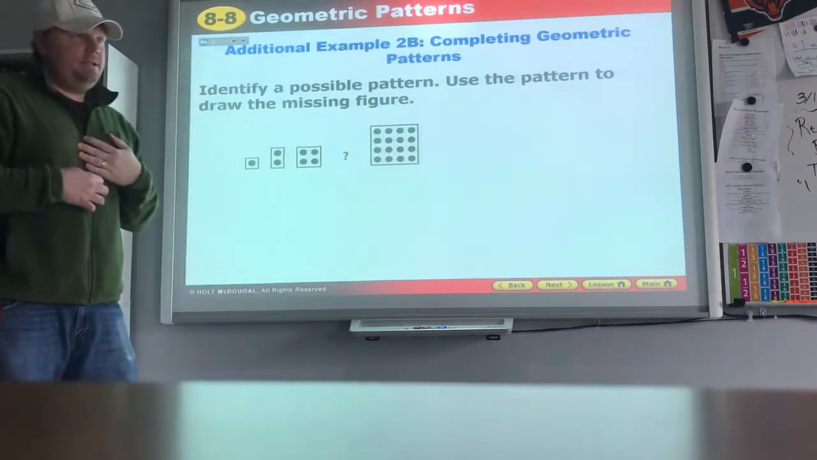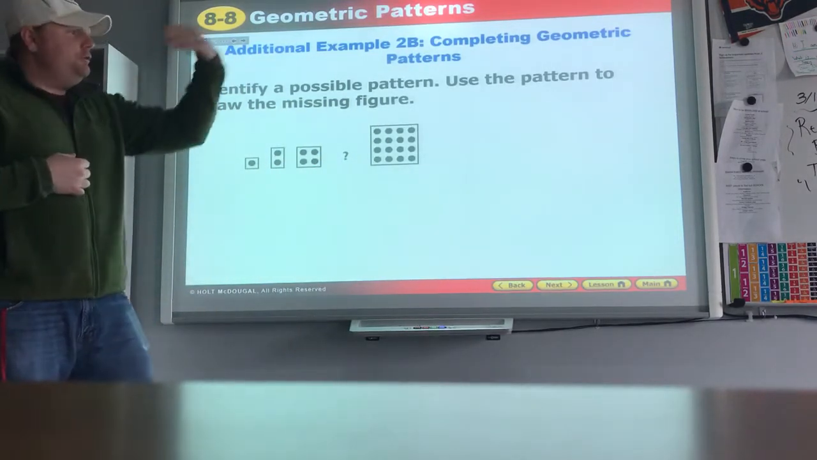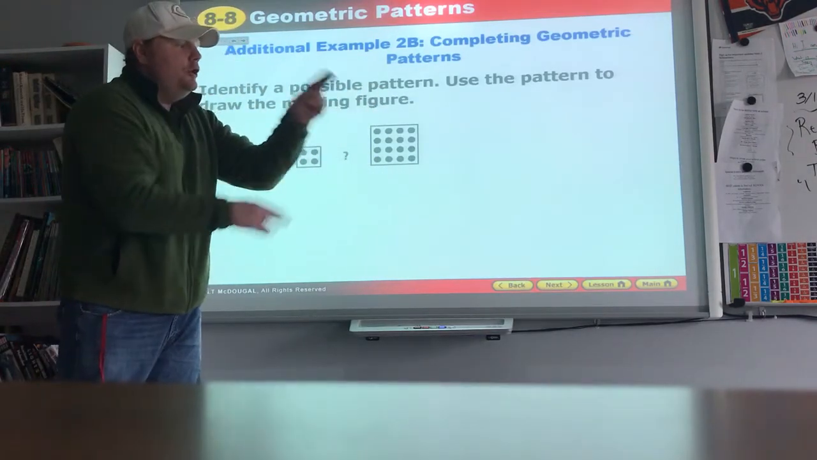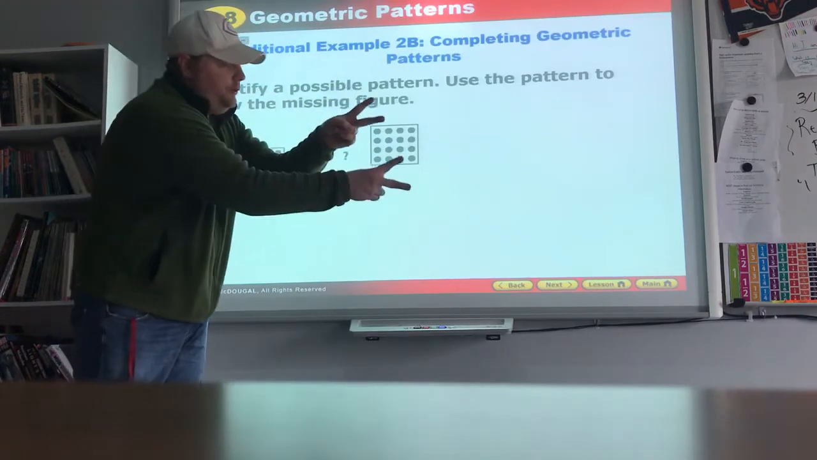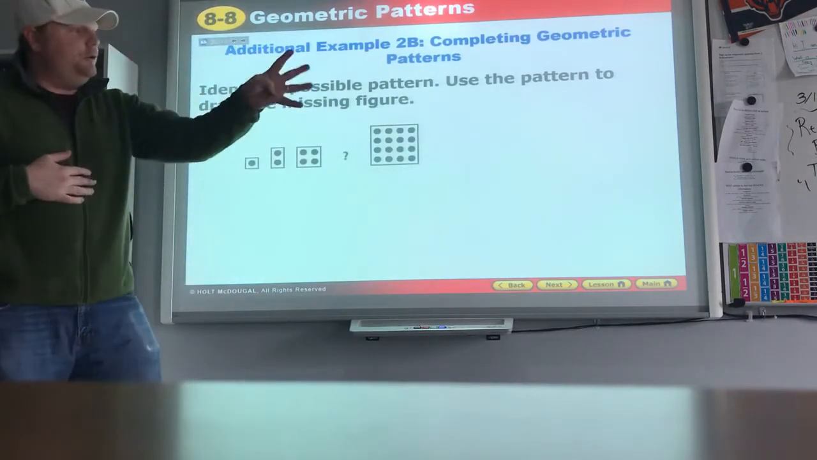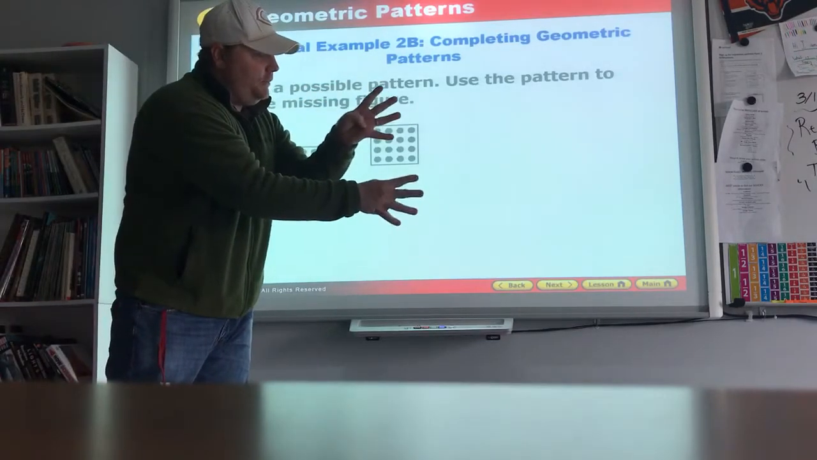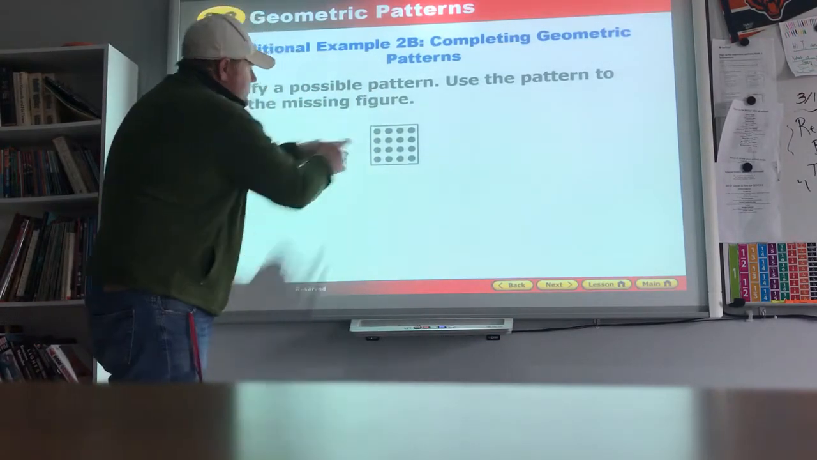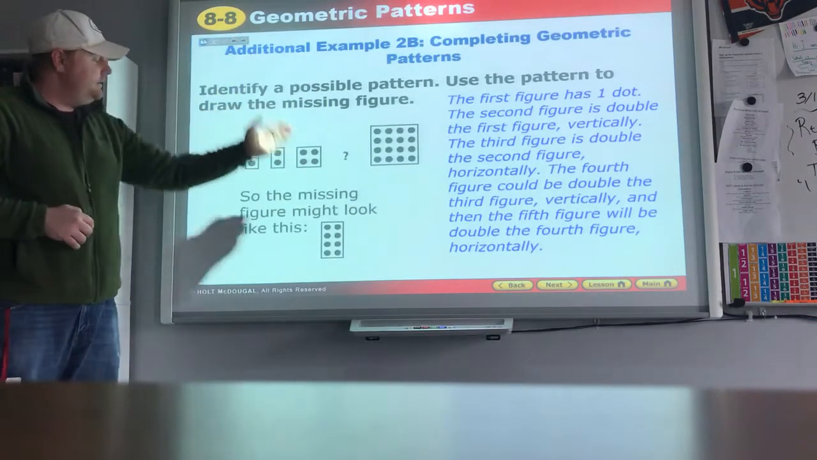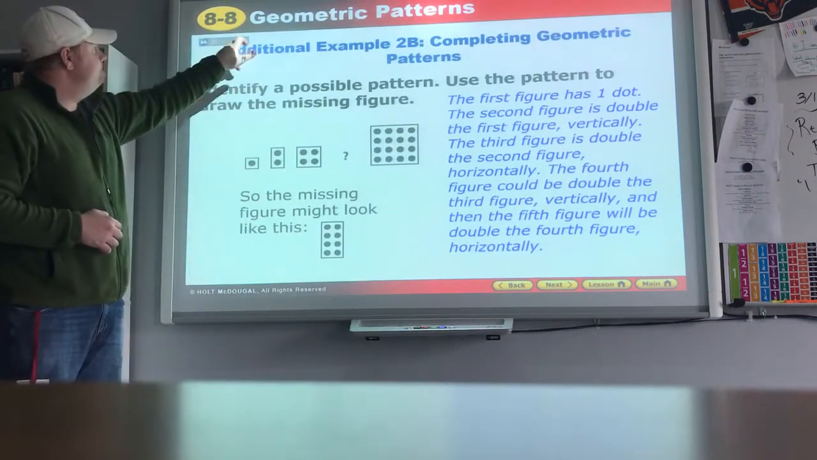Now here, from 1 to 2, 2 to 4, 4 to we don't know what, then we don't know what to 16. Well, if I go from 1 to 2, I double. Or if I go from 2 to 4, I double. Well, I'm thinking if I go from 4 to 8, I double, and if I double 8, I get 16. Let's see if we were correct, and probably looking like that.